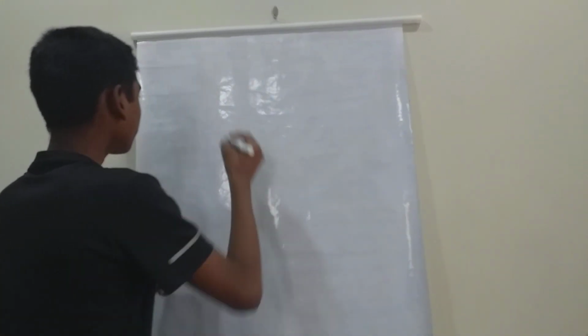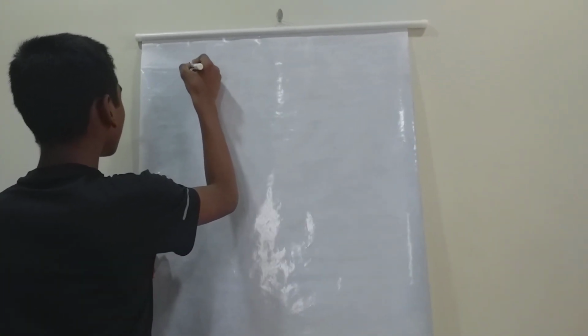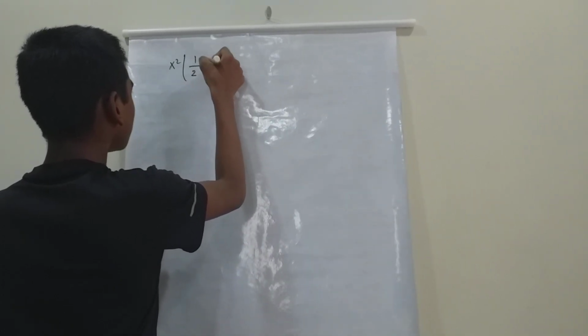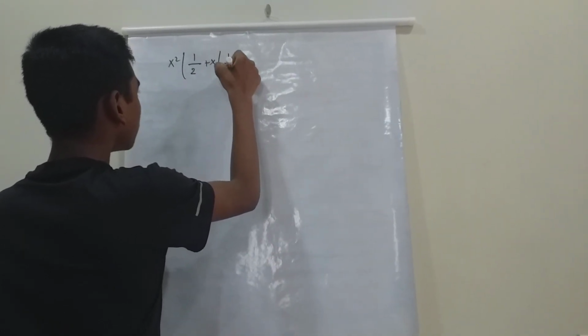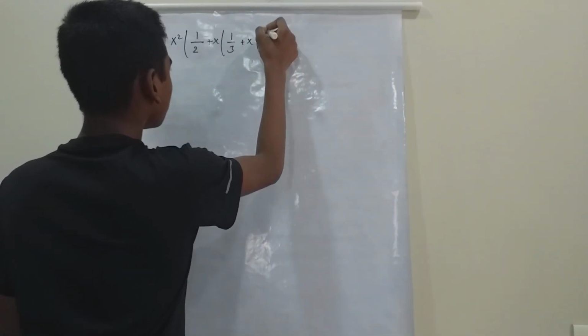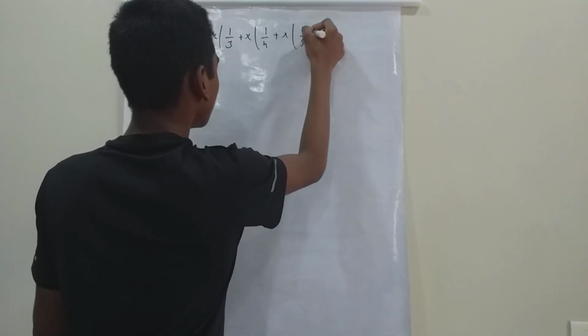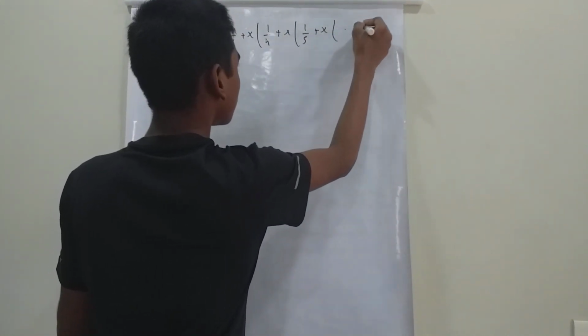Kumar. So now I'm going to explain an infinite series. So the series is times half x squared times half plus x times 1/3 plus x times 1/4 plus x times 1/5 plus x and so on to infinity.